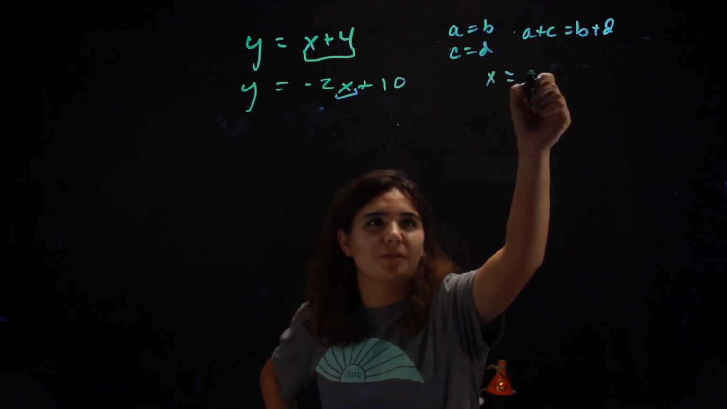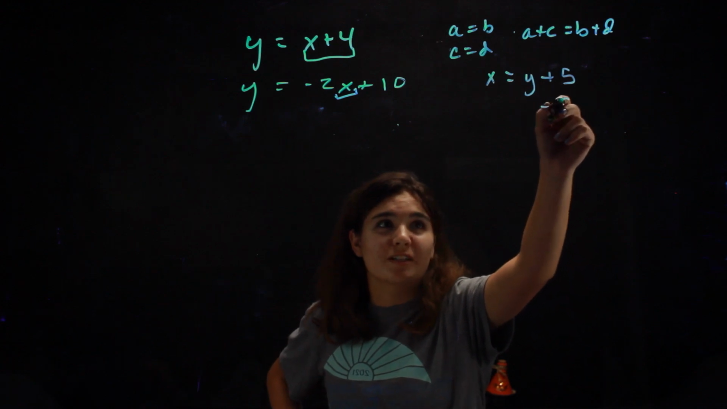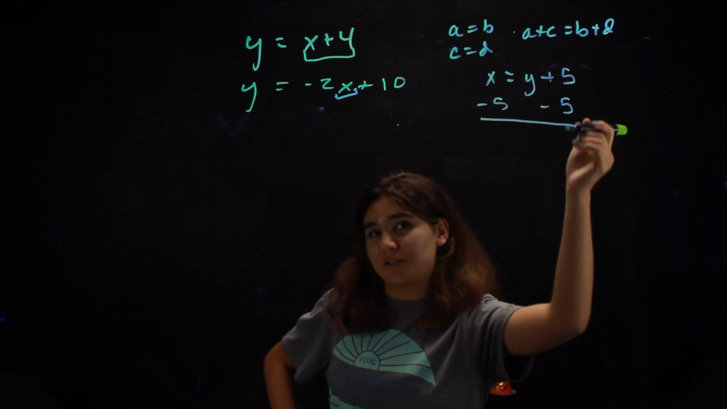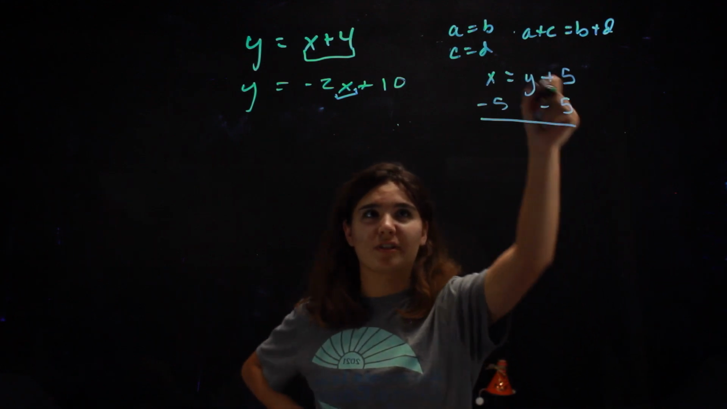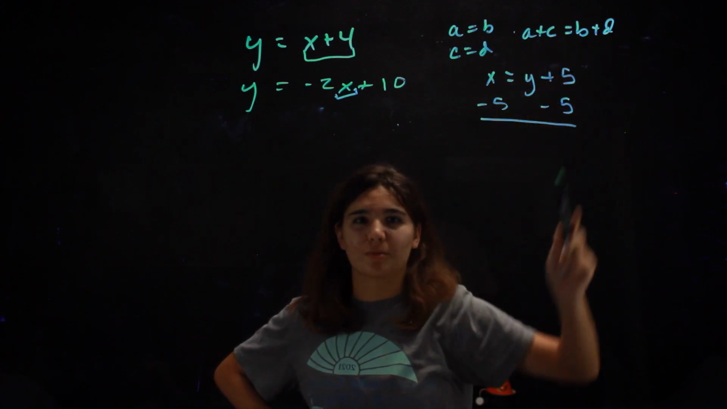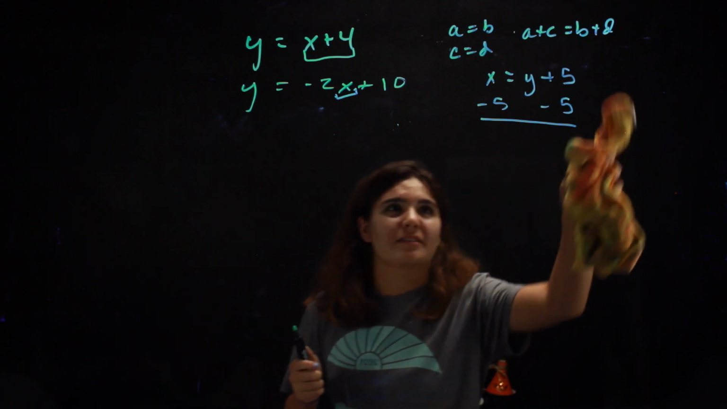x is equal to y plus 5? Well, if you subtracted 5 from both sides, right, then the equation's going to be the same. It's going to be equal to each other because you're doing the same thing on both sides. That's exactly what this is. This plus c is basically just minus 5 on both sides. You're just doing the same thing to both sides is all that's saying.